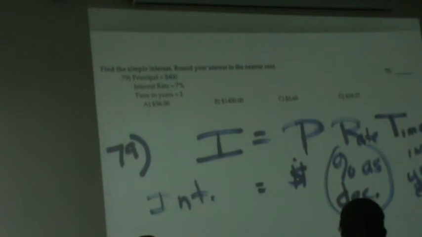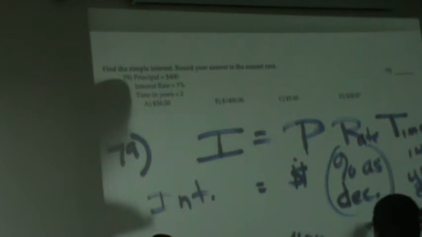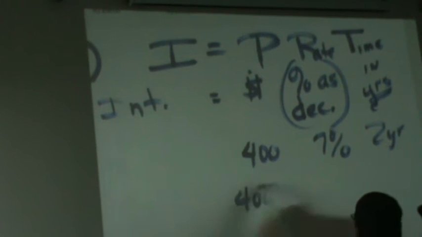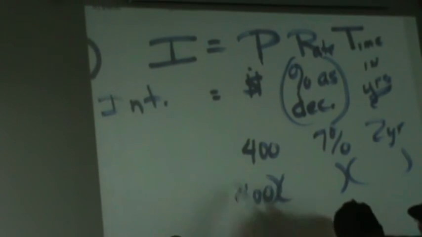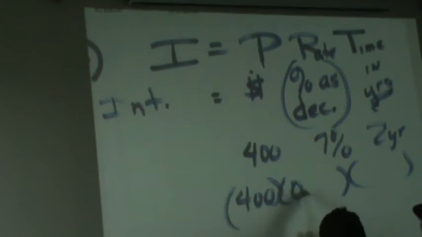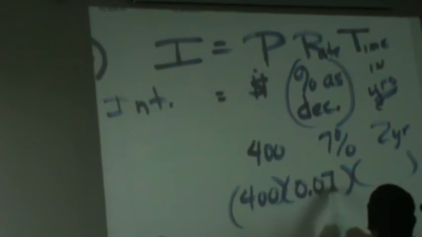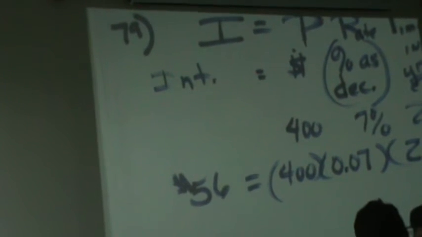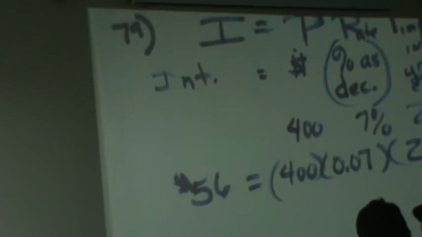Okay, 79, principal's 400. The rate is 7% for 2 years. So we need to do 400 times what? 0.07 times 2. So what is the interest? $56? Yep. Okay, that was A, $56.